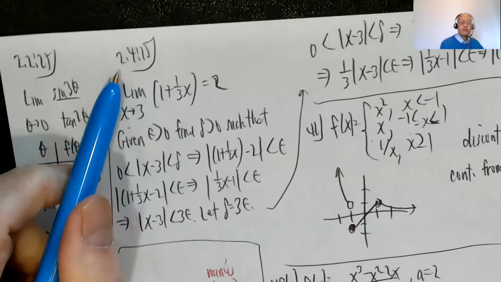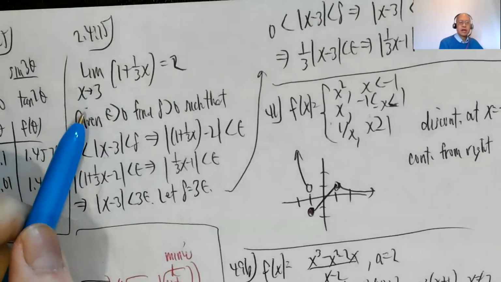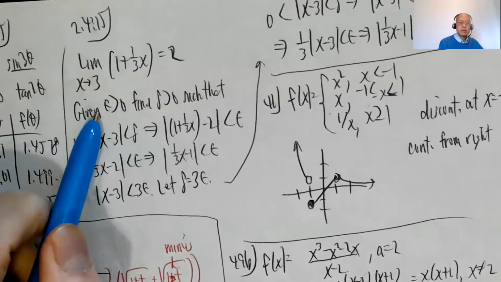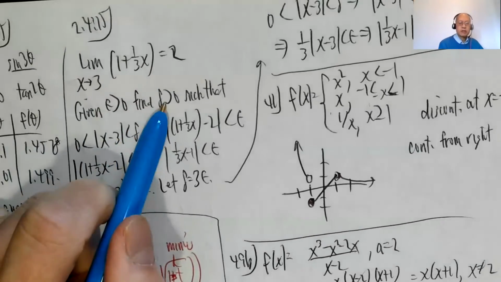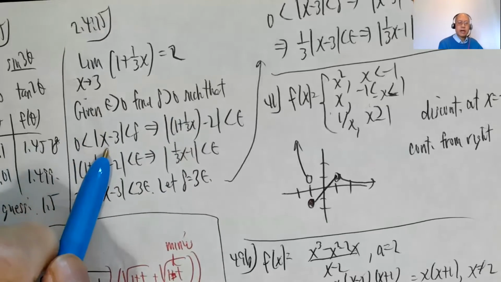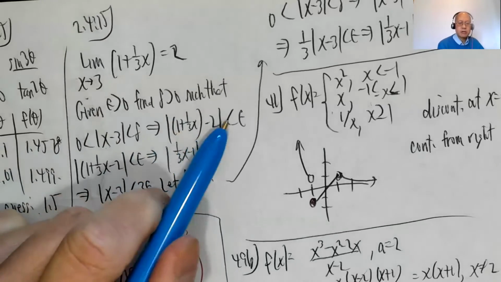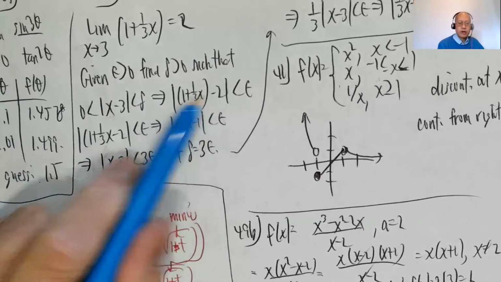Okay, let's see, 2.415. We may have already done that. The limit as x approaches 3 of 1 plus 1/3 x is 2. Given epsilon greater than 0, find delta greater than 0, such that 0 less than absolute value of x minus 3 less than delta implies absolute value of 1 plus 1/3 x minus 2 is less than epsilon.